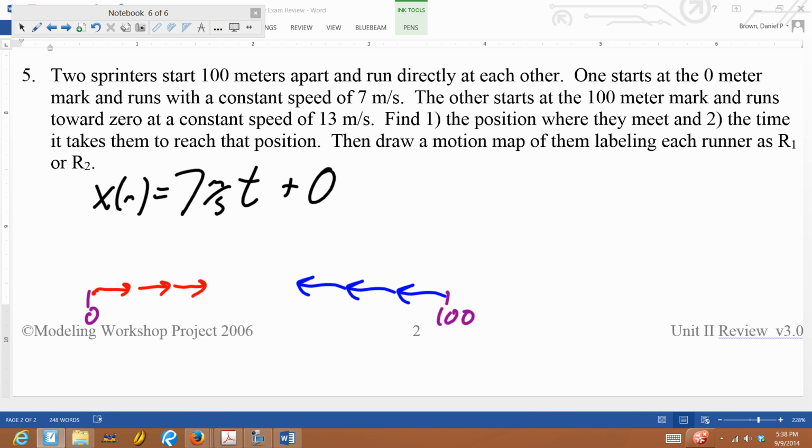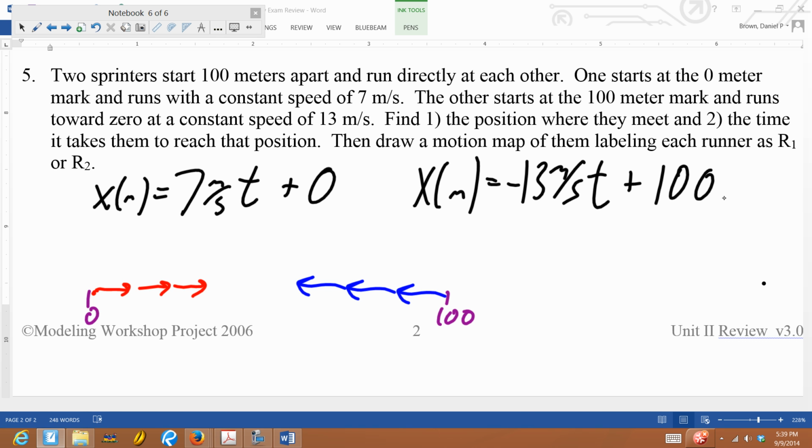My other equation I would work with is I would say x, position in meters, is going to equal minus 13 meters per second. The minus, again, is my velocity vector direction going negative. This is going the other way. If the red arrows go to the right and they're positive, then the blue arrows to the left are negative. And that's the difference between speed and velocity. All right, we're going to multiply that times time, and our initial position is 100 meters for our second runner.